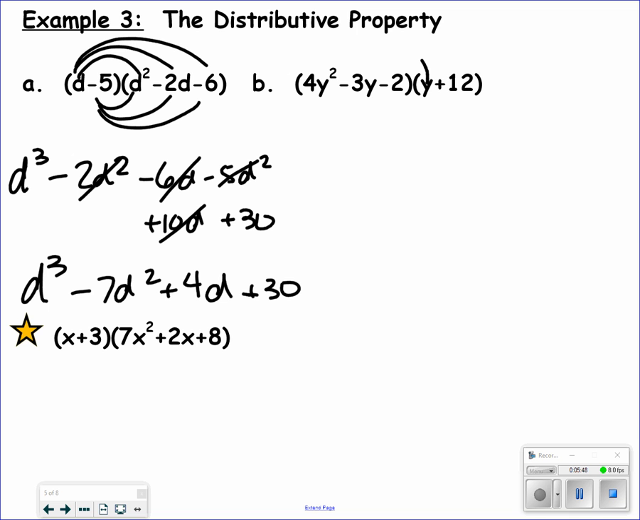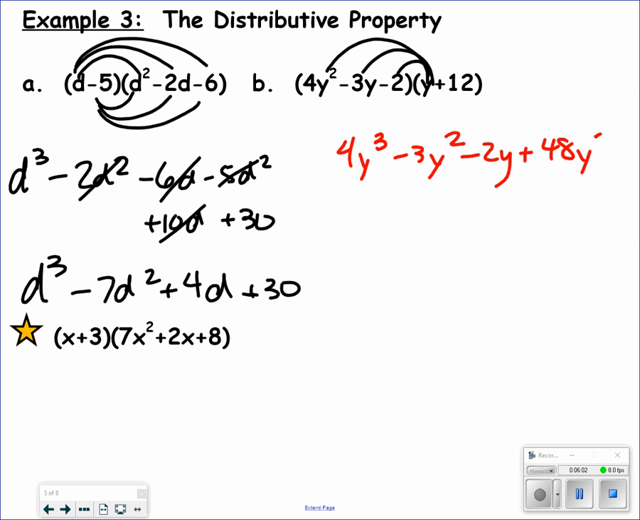Next one, so I'm going to take y times each one. And I'm going to change colors here. So 4y cubed minus 3y squared minus 2y. So that's taking y times each one. And then I'm going to take 12 times each one.